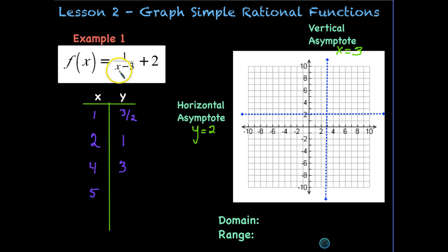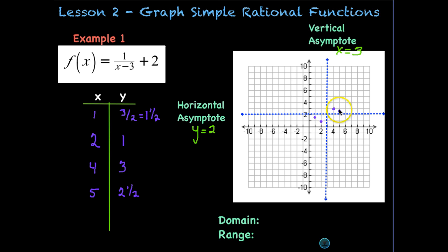Now let's do 5. 5 minus 3 is 2. 1 over 2 is 1/2, and 2 plus 1/2 is just 2.5. And I could write this one as 2.5 if that's easier as well. Now all we need to do is plot our points.